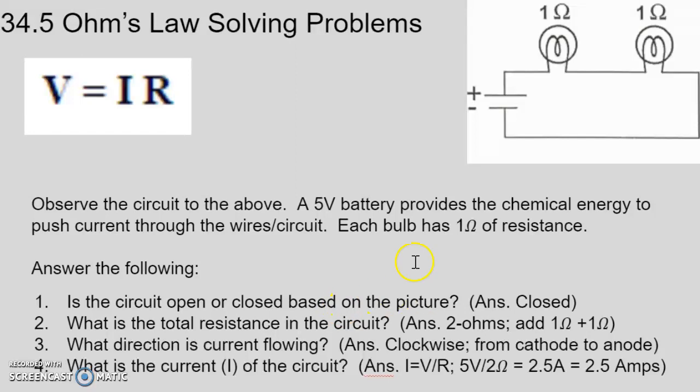Is the circuit open or closed in the picture? Well, there appears to be a closed circuit, right? Closed. So what's the total resistance in the circuit? Well, I have a 1 ohm resistor and a 1 ohm resistor. Well, I simply just add those together. 1 plus 1 equals 2.